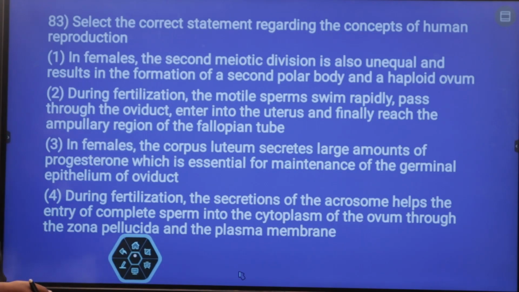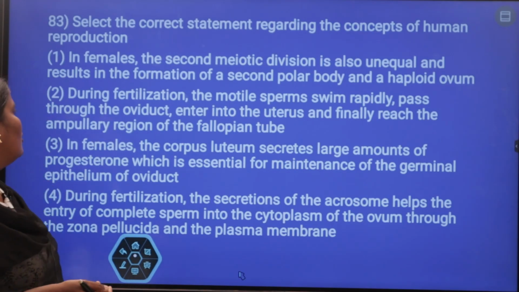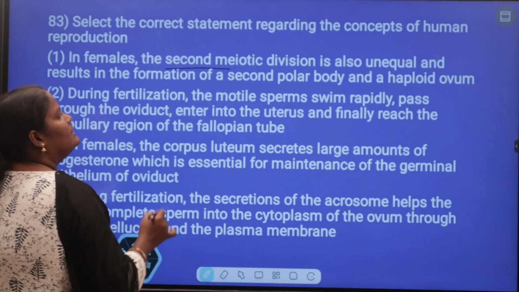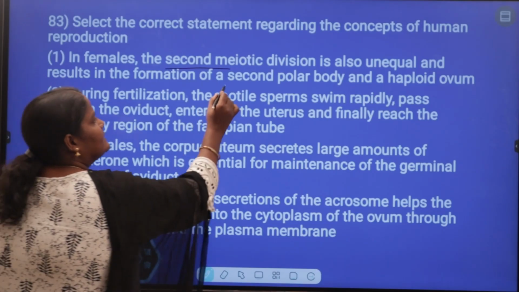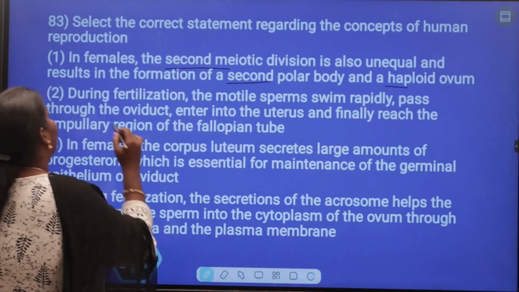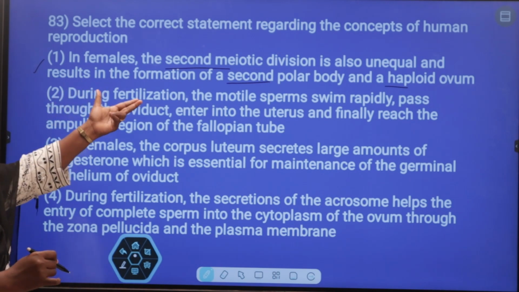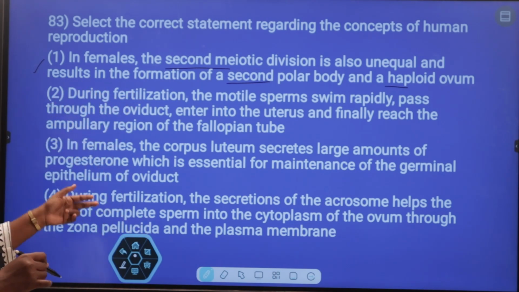Select the correct statement regarding the concepts of human reproduction. In females, the second meiotic division is also unequal. Yes, the second meiotic division is also unequal and it forms the second polar body and haploid ovum. Yes, the statement is right. But even though the first statement seems to be right, we have to read everything.